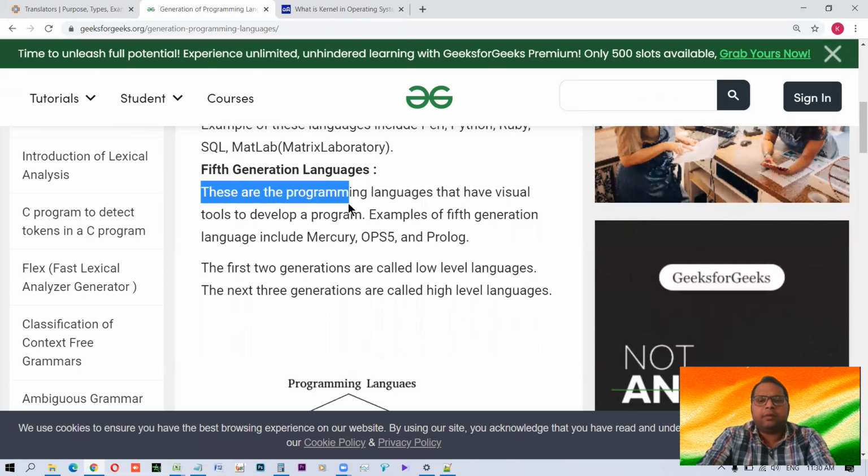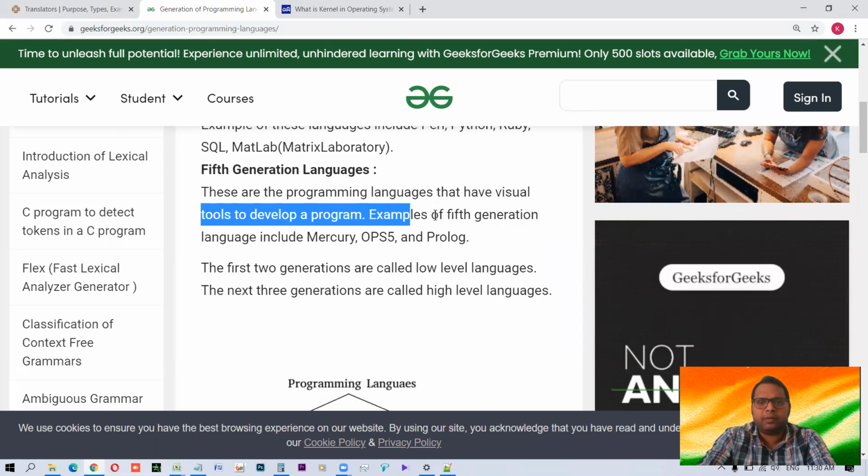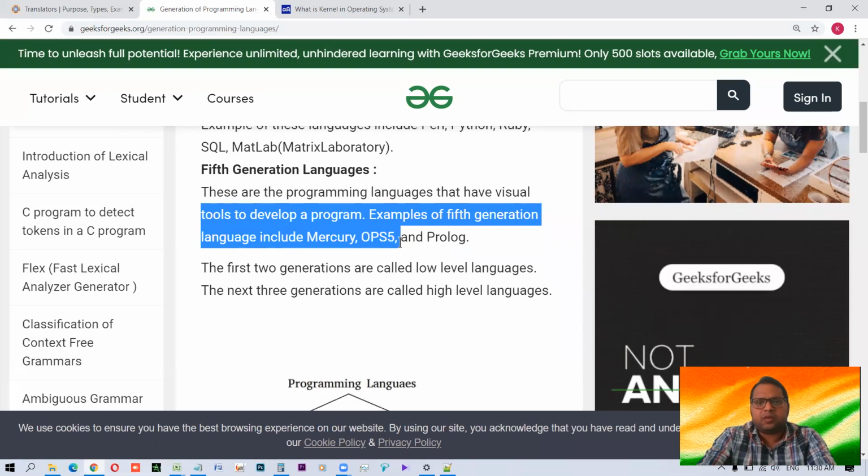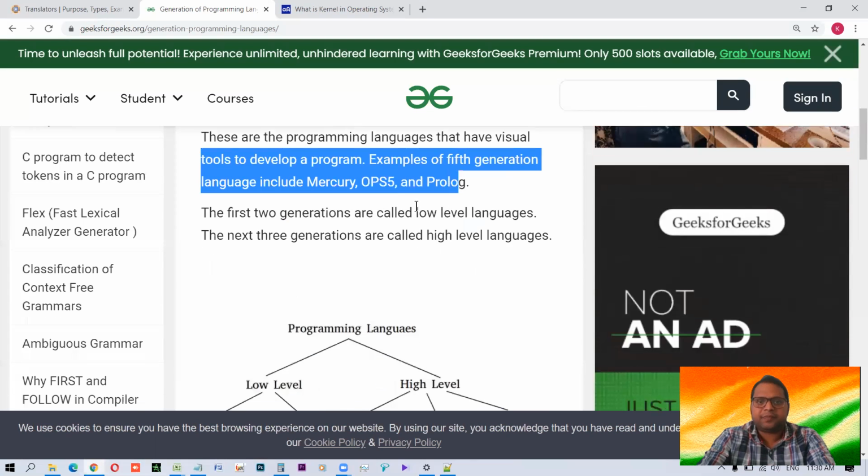There are programming languages that are fifth generation. Now we are in the fifth generation, still more developed. These are the programming languages that have visual tools to develop a program. Examples of fifth generation languages are Mercury, OPS5, Prolog. So these are even more advanced languages.